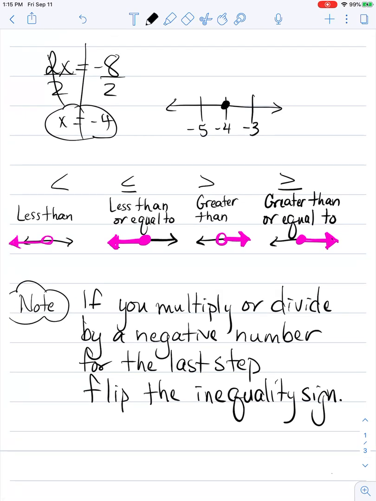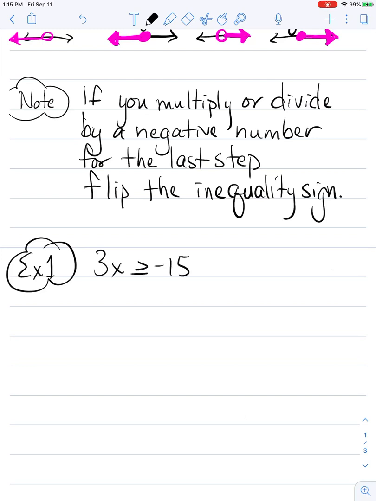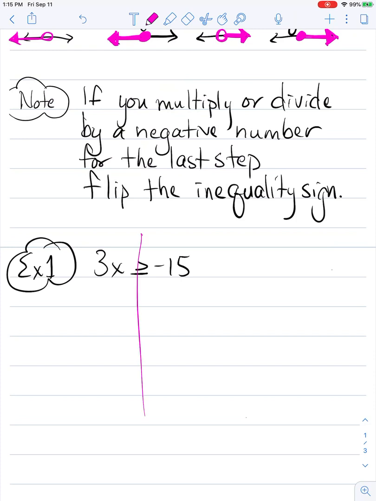So let's do a few examples. We're actually going to solve them and graph them for this lesson. Let's look at example 1. Example 1 has 3x is greater than or equal to negative 15. I solve these exactly the same as I did before. So I split my inequality at the sign, I find the x, and I notice that I need to divide both sides by 3. So I'm left with x is greater than or equal to negative 5.